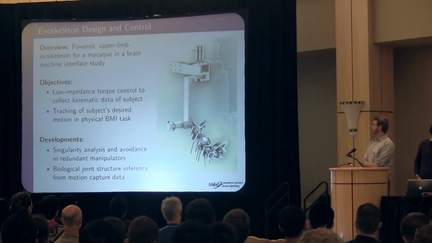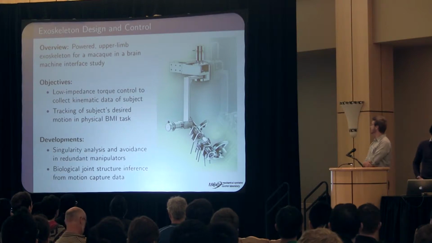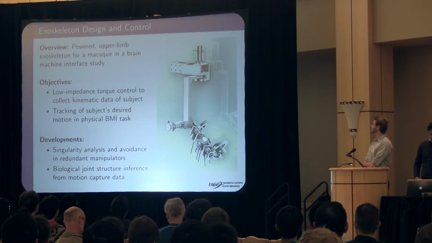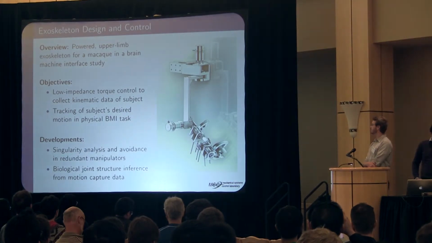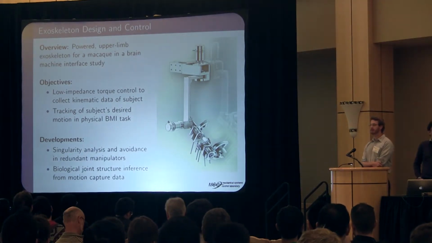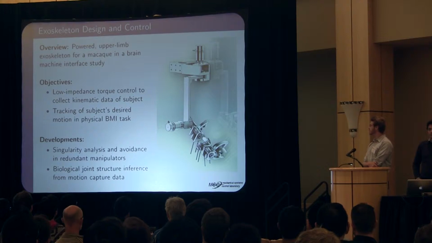Hi, I'm Kevin Aniger. I work with Professor Masayoshi Tamazuka. Today I'm going to present in the poster session about our work on a powered upper limb exoskeleton for a macaque monkey and a brain-machine interface study.